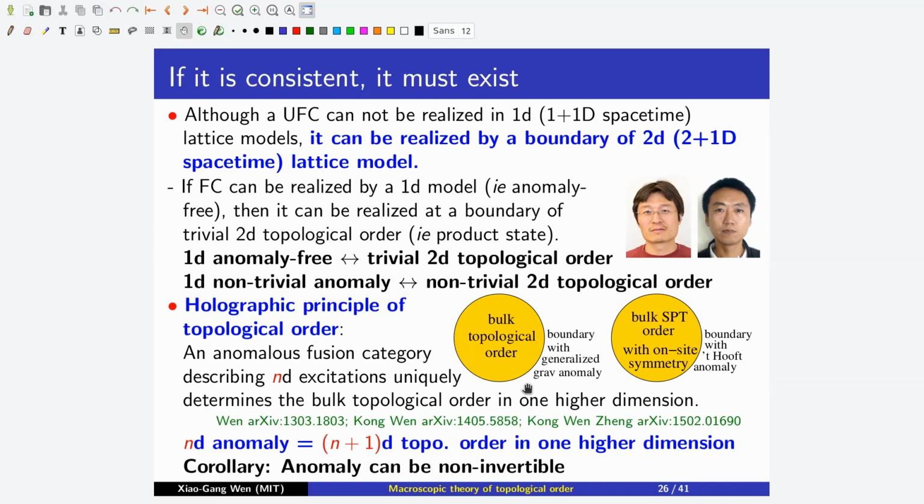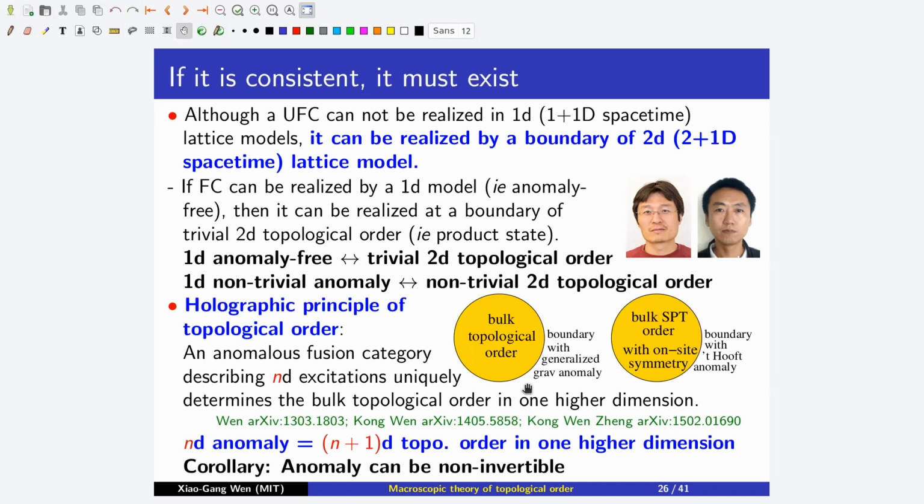The argument goes as follows. Suppose that under stacking the anomaly is totally cancelled at the boundary. Then we say the bulk becomes a trivial product space, again using this holographic principle. If a boundary has no anomaly, then it is realizable by a lattice in the same dimension, and you don't need the bulk. The bulk can be a product space.